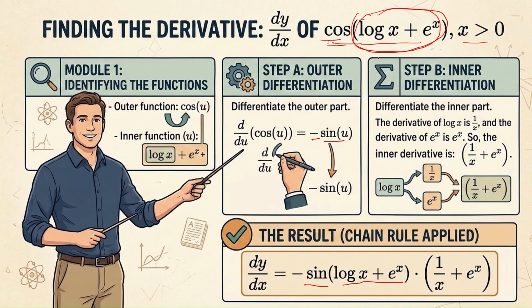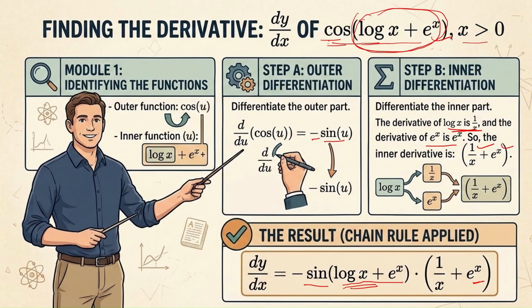Again I have to differentiate this inner function. Differentiation of log x is 1 by x. Differentiation of e power x is e power x. So the inner derivative is 1 by x plus e power x. Okay, now complete it. The differentiation of cos of (log x plus e power x) is minus sin of (log x plus e power x) times (1 by x plus e power x). Okay, this is the second example.